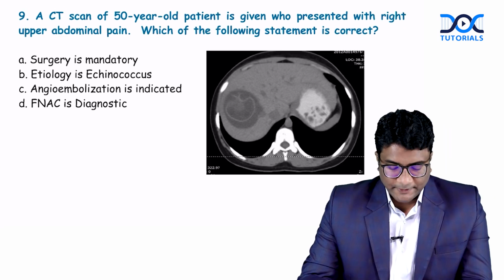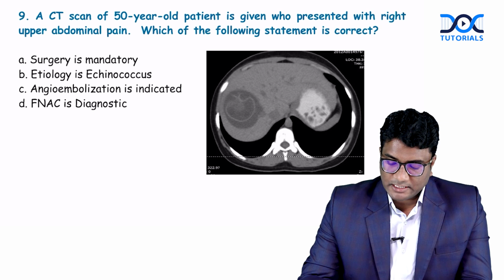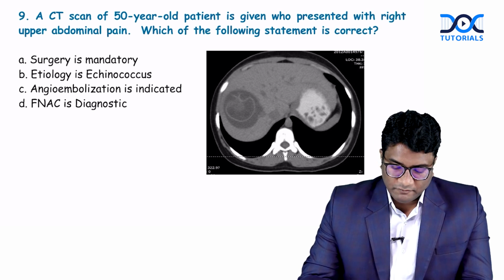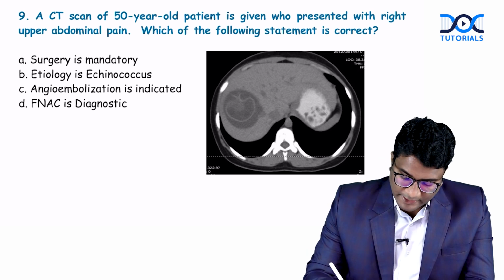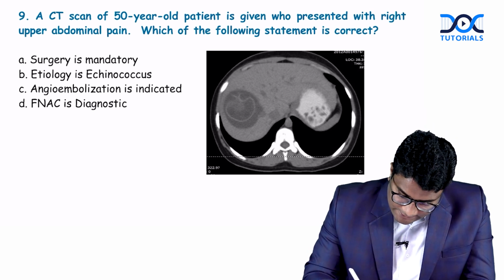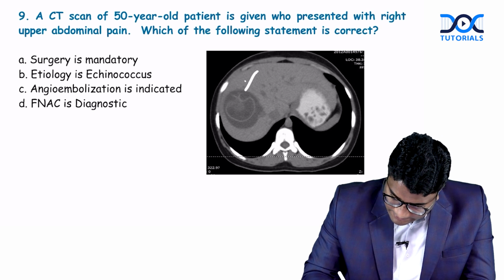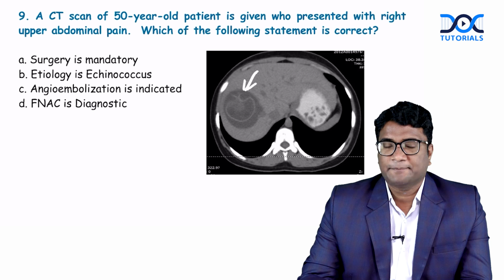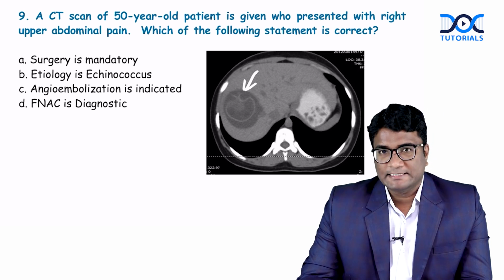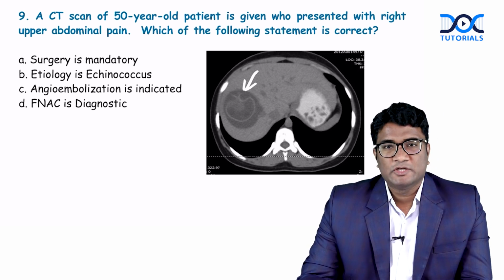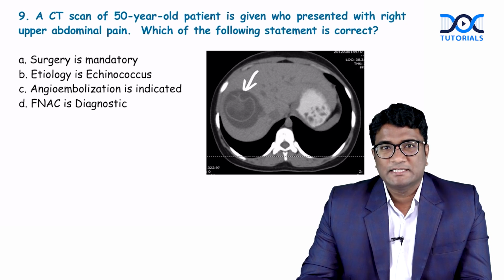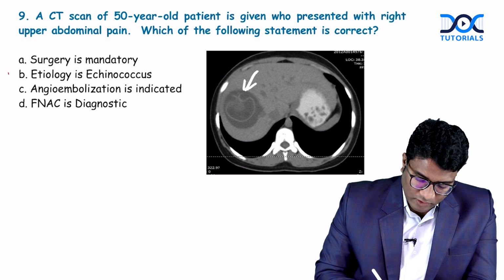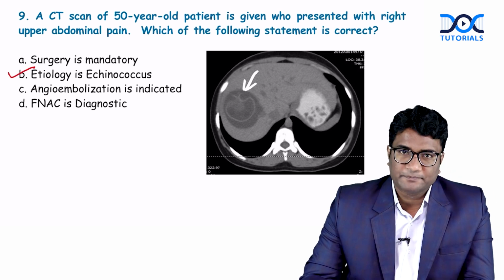Let's look at the next one here. A CT scan of a 50-year-old patient is given who is presenting with right upper abdominal pain. Which of the following statements is correct? A contrast CT study is given and you can see there is this lesion in the liver which shows floating membrane or a water lily sign. This floating membrane and water lily sign is suggestive of hydatid. So, a cystic lesion in the liver which is showing this floating membrane or water lily sign is a hydatid cyst and the etiology is Echinococcus.